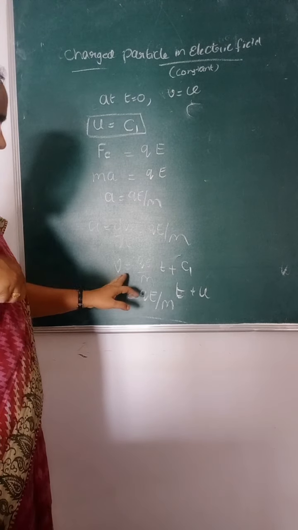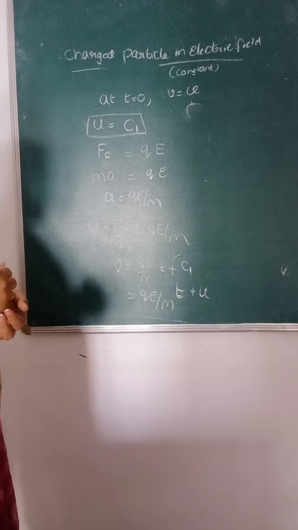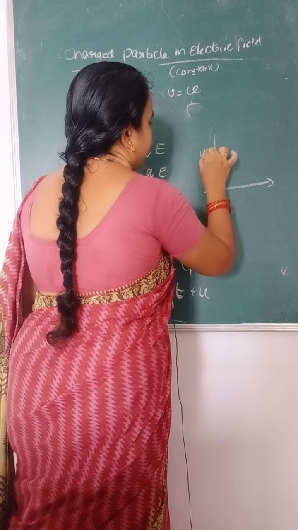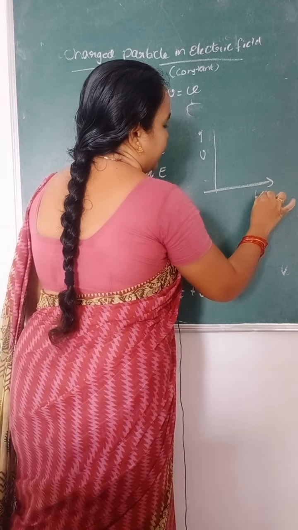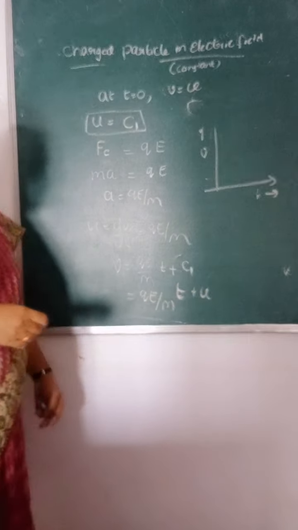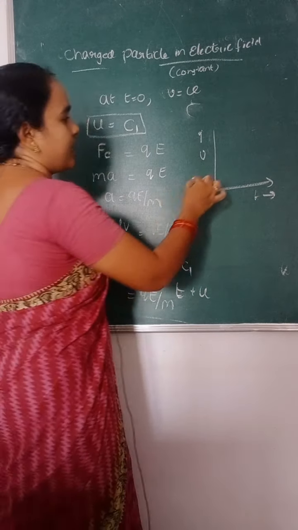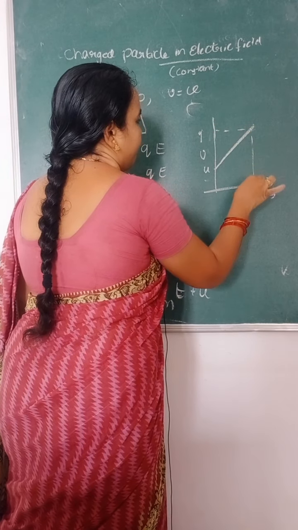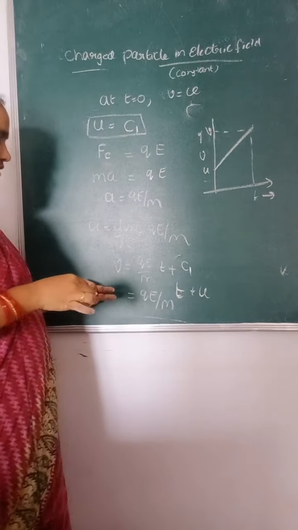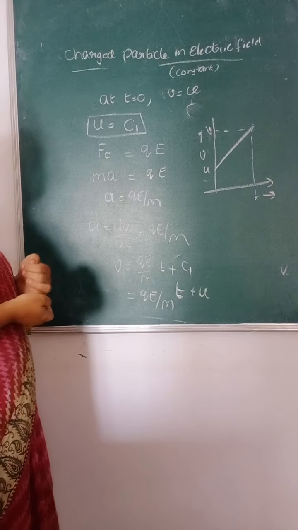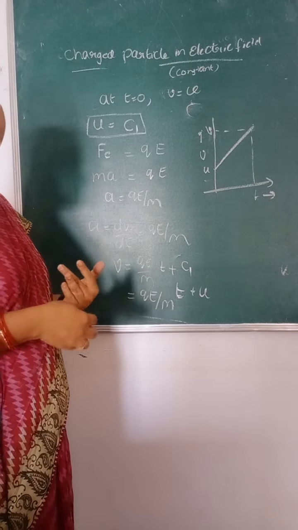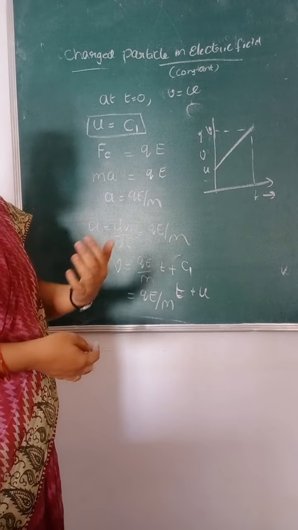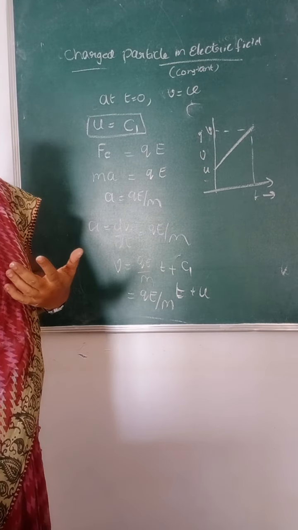It is a linear function of time. If you draw the graph between velocity versus time, then it is varying linearly. The starting velocity is u and the final velocity is v. So for this charged particle we will study what is its acceleration, what is its velocity, and what is its displacement. A simple topic.